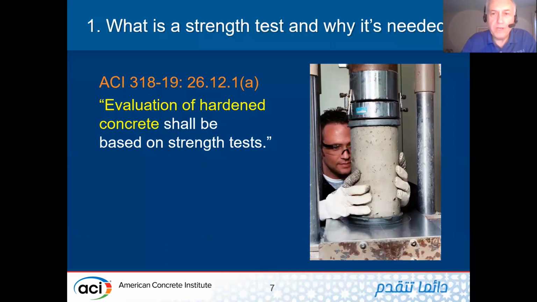So why do we need it? ACI 318 explicitly says evaluation of hardened concrete shall be based on strength tests. So this is why it's needed. It's for design purposes, acceptance criteria, and also for evaluation purposes.